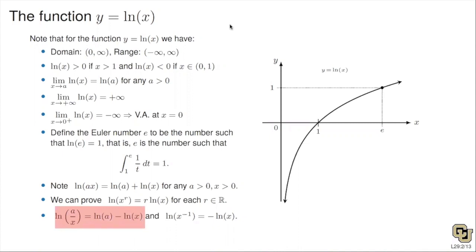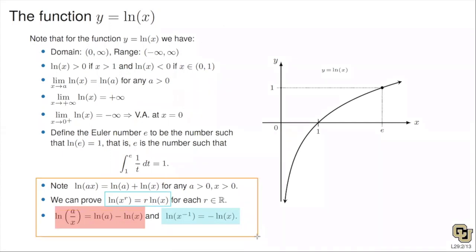And then I mentioned this one, it's just a special case. Here, the natural log of x to the minus 1 is equal to the minus ln of x. It's just a special case of ln of x to the r equals r ln of x, where r is negative 1. These properties here are super important, and they're one of the reasons we really like the natural log function. And we will use these properties all the time.